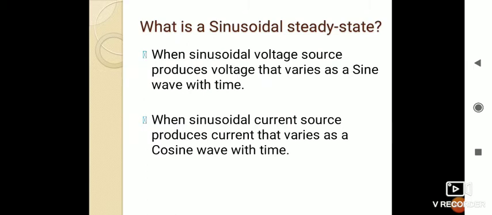So what is a sinusoidal steady state? A sinusoidal steady state is when there is a sinusoidal voltage source that produces voltage that varies as a sine wave with time. Also, it is when a sinusoidal current source produces a current that varies as a cosine wave of time. So it's different. The wave of time is different, right? Let me show you an example of how to deal with a sinusoidal steady state.